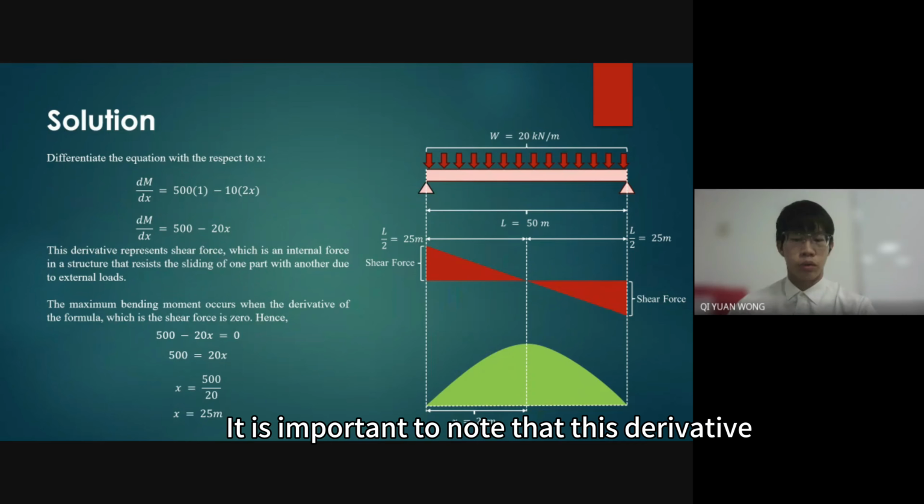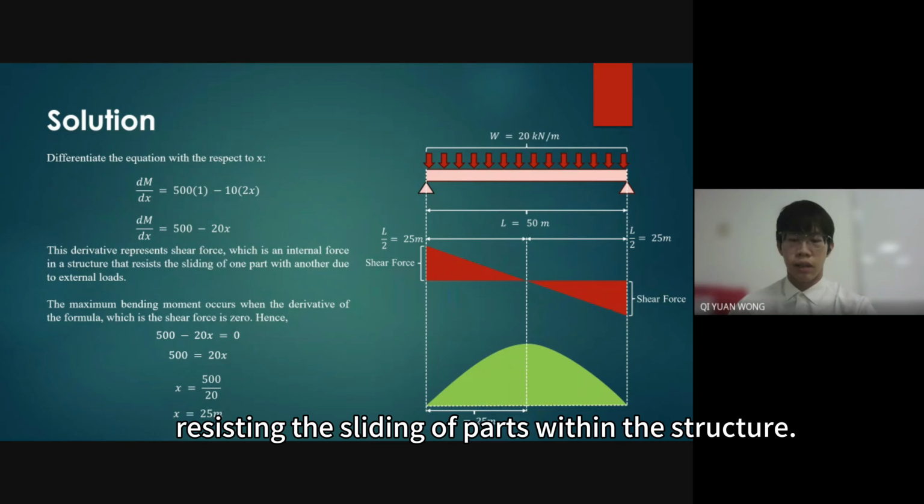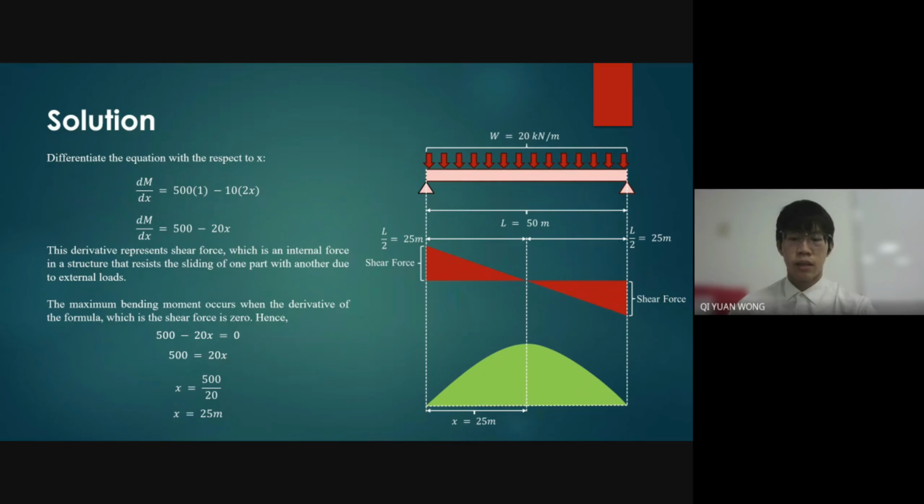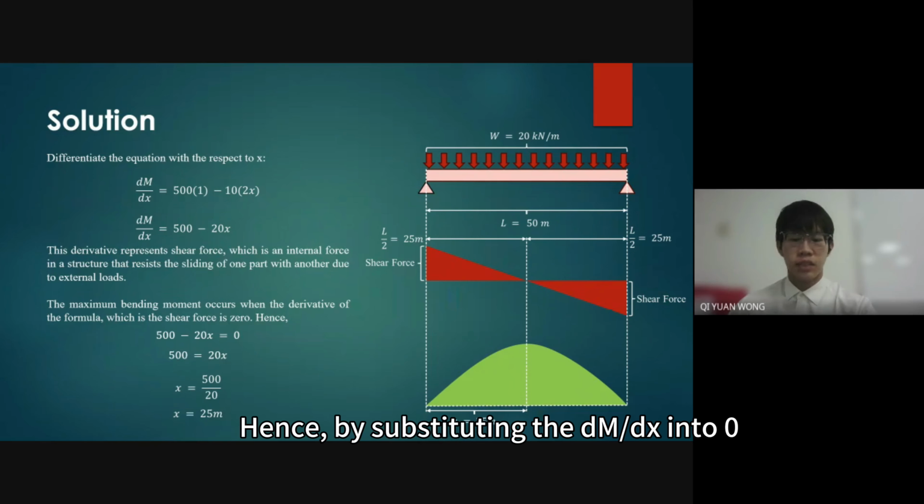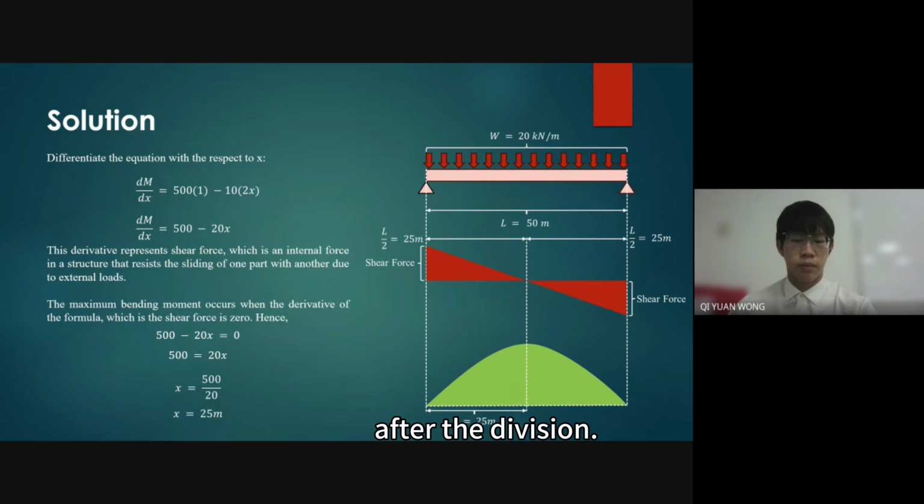It is important to note that this derivative represents the shear force, which is the internal force resisting the sliding of parts within the structure. The maximum bending moment occurs where this shear force is 0. Hence, by setting dM over dx equal to 0 and rearranging the equation, we get 500 equals 20x, making x equal to 25 meters after the division.